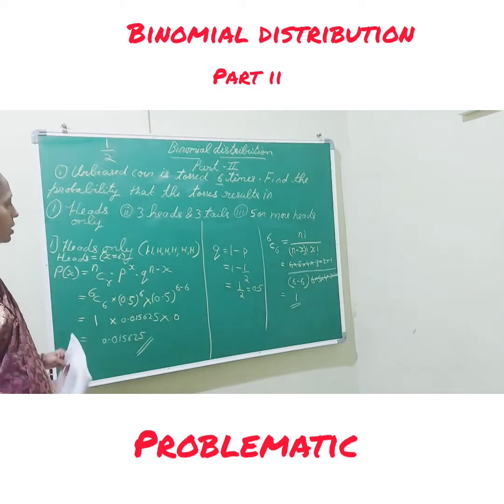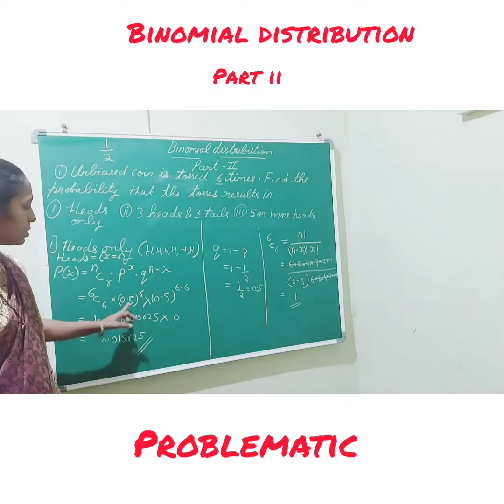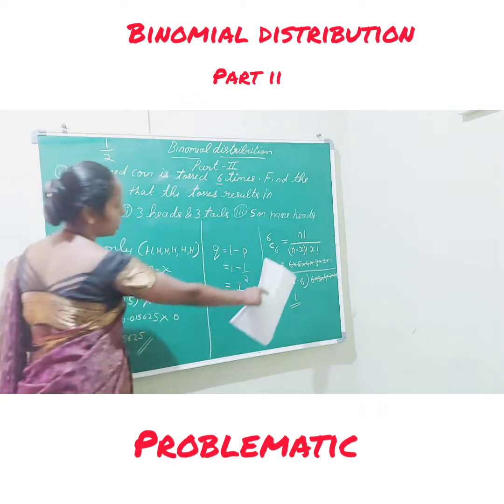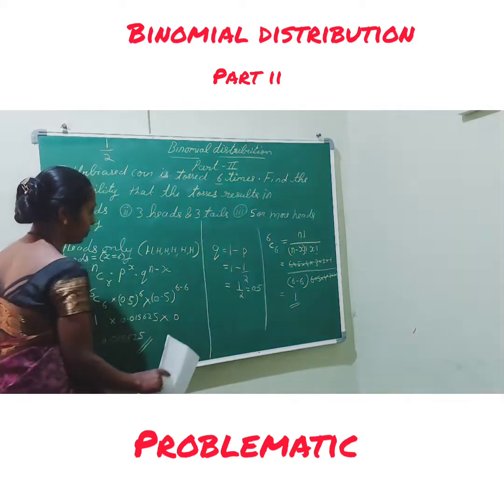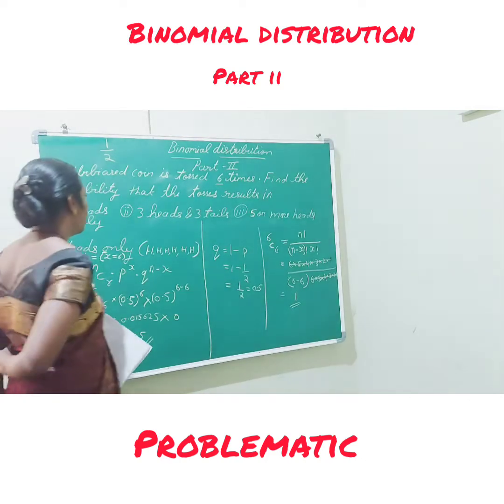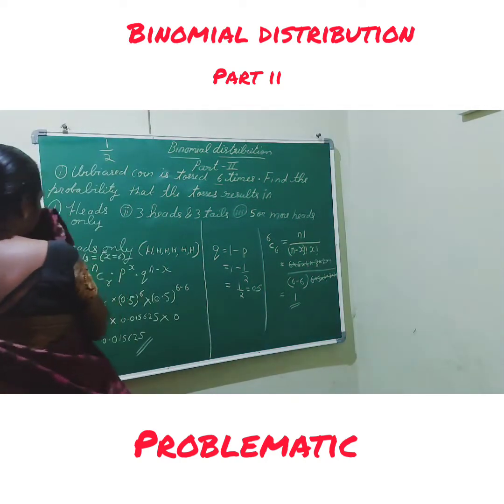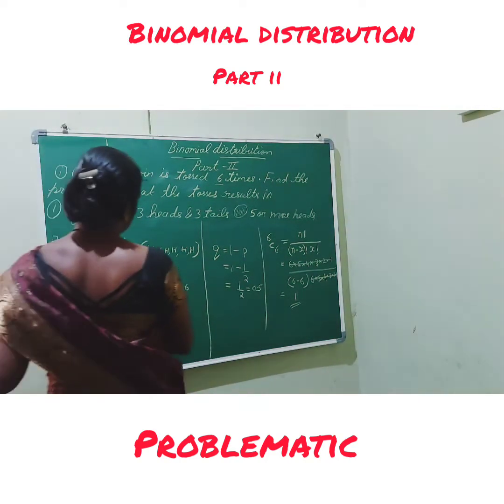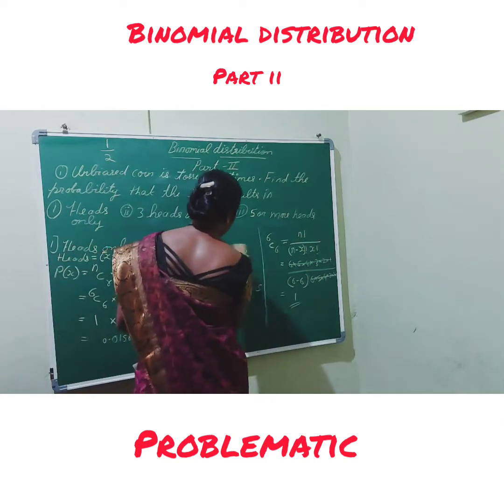So nCx I have solved. This is the method: you have to calculate the combination, then calculate the value of Q, and then simplify this. This is the first one. Now the second one is 3 heads and 3 tails. I'll just rub this out here and continue.